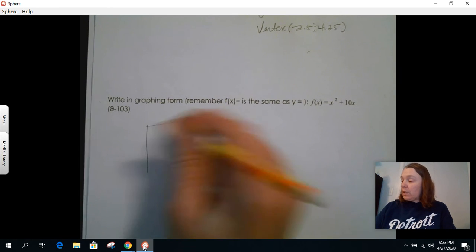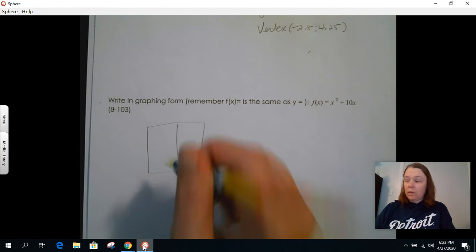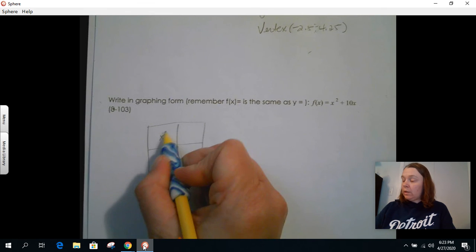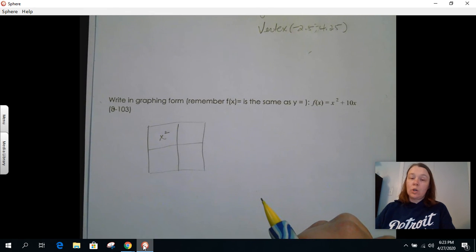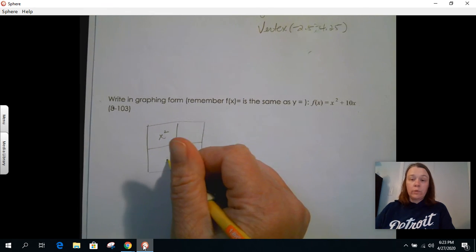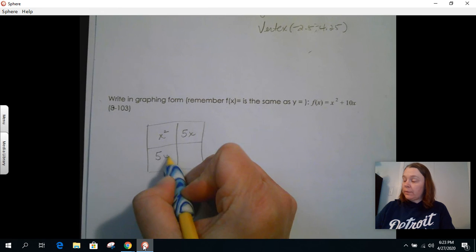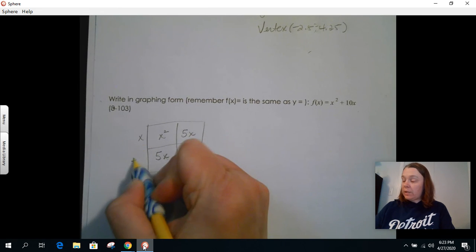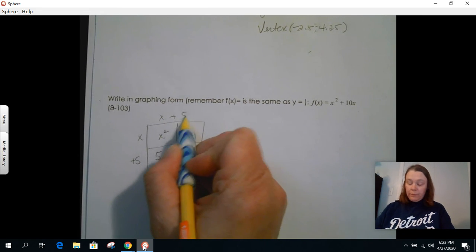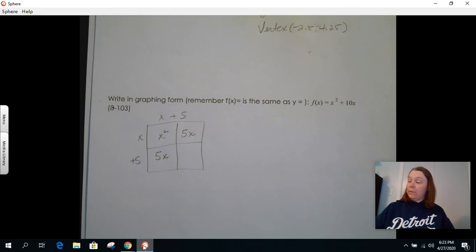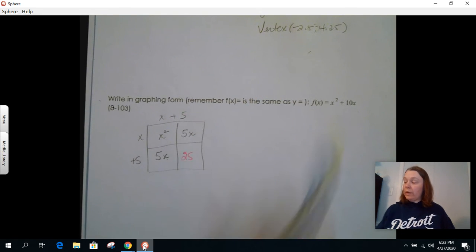Okay, so I'm going to start with my box. And I've got x squared, and I've got a 10x. So what's going to have to go here and here? So those would add to be 10x and give me a square. Okay, so I've got a 5x and a 5x. So here I would have x plus 5 and x plus 5. And when I do that, in the bottom, this would have to be a 25.